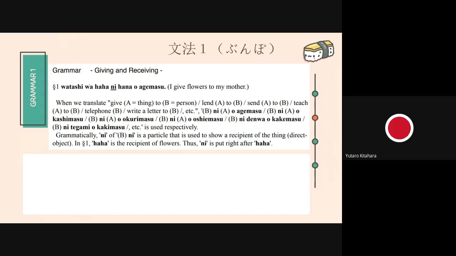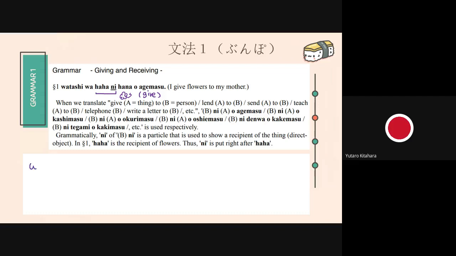Let me read to you first. I think you all have this book, right? Watashi wa haha ni hana wo agimasu. Look, agimasu is give. Hana is flower. The new thing we learned today is this part only, haha ni. What is going on?